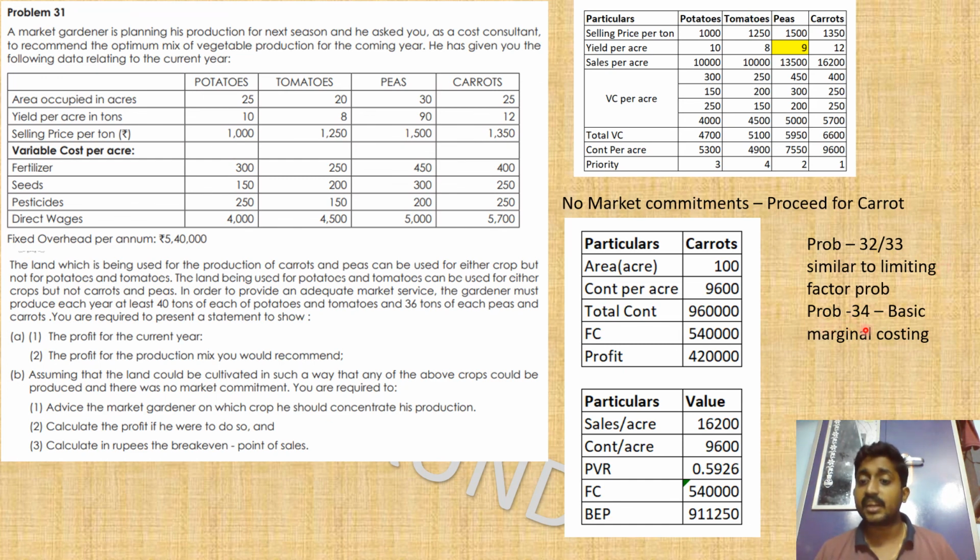And problem number 34 is basics of marginal costing, which is nothing but the PV ratio, break-even point, margin of safety, only those concepts. That's the basics of marginal costing. We have discussed that enough.